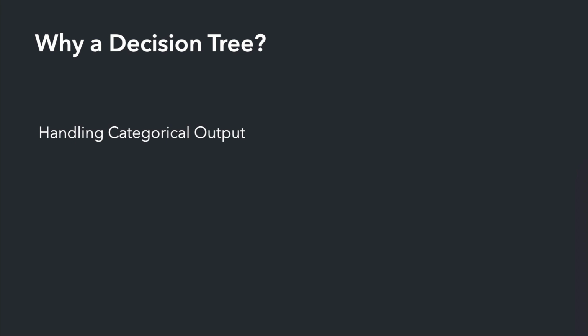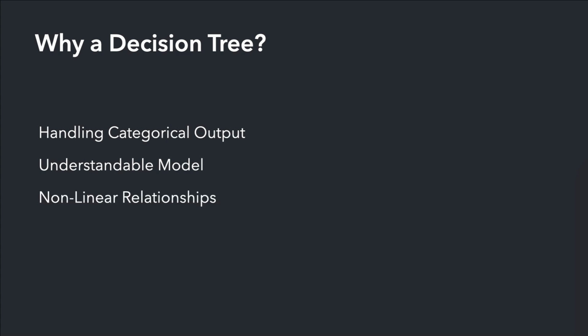The second point is that we can create very understandable models because decision trees provide clear visualization and understanding of how decisions are made, which is very beneficial for analyzing how age and gender affect emoji preferences. And last, we have the possibility to work with nonlinear relationships, which means if there are complex nonlinear relationships between age, gender, and emoji preference, decision trees can capture these effectively.